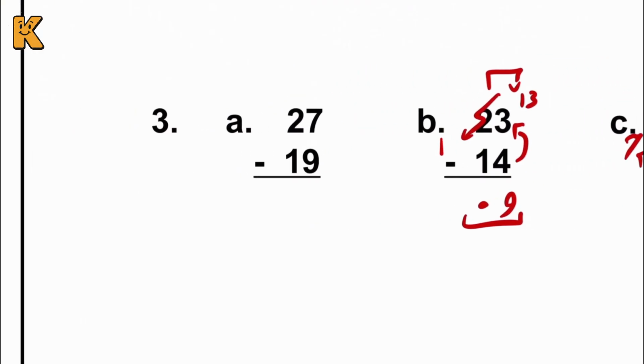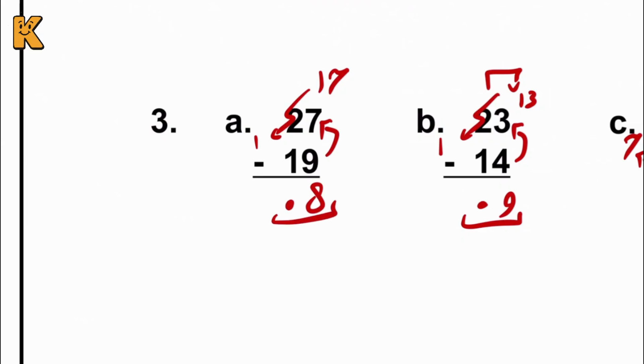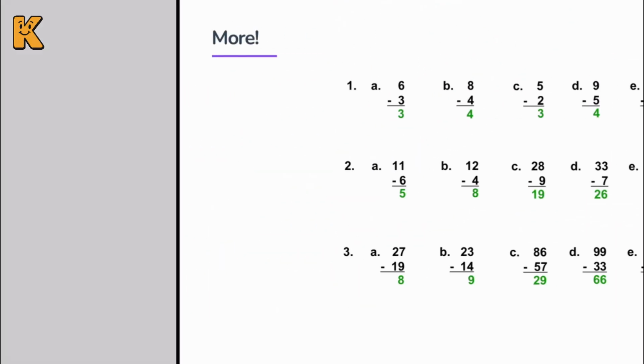27 subtracted by 19. Again, at this point, I don't have enough 9 inside the 7. This guy is going to be converted to 1. This guy is going to be converted to 17. I do have 8, and I do have 0. Easy peasy. Let's move to the more complicated part.